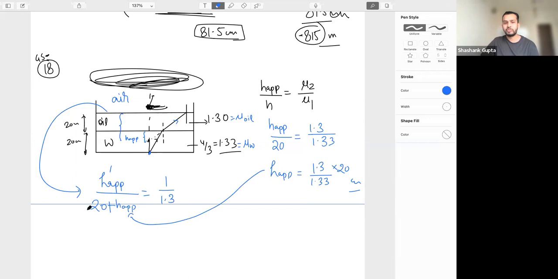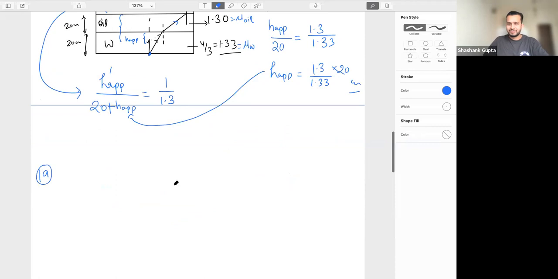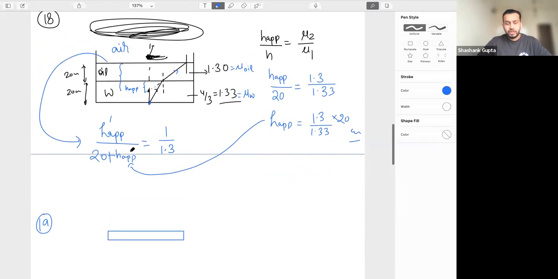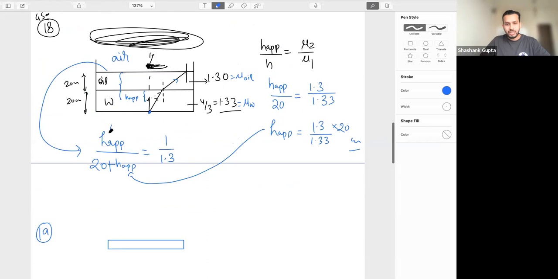H apparent, put this value, put 20, add 20, and then divide by 1.3. Is there any doubt? Whosoever had the doubt in this 18th problem? In the numerator, is that H apparent? In the numerator, yes, H dash apparent. And in the denominator, this is the original which we had calculated, which is H apparent.